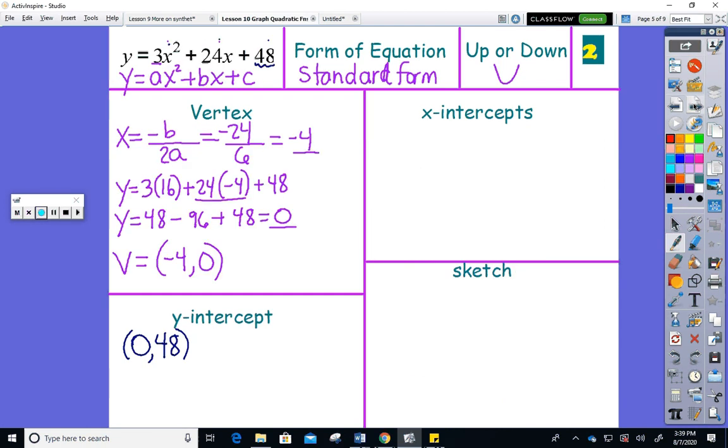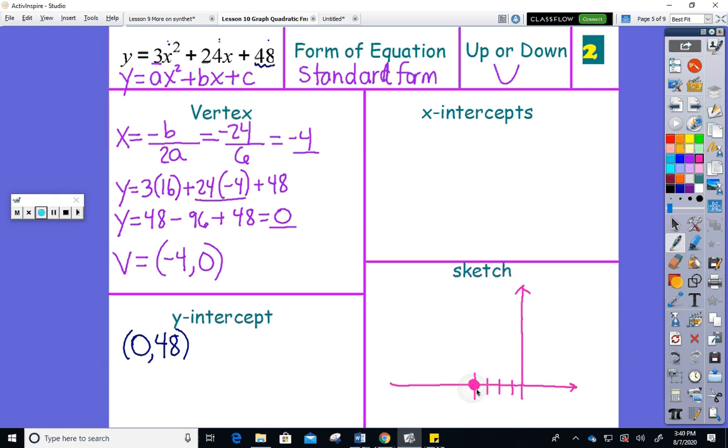All right, so on this next one, I can see already that my y-intercept is way too big to try to get into the graph. Let's go ahead and plot negative 4, 0 for my vertex, and this thing opens up. Okay. So negative 4, 0, if it opens up, then I basically have the whole graph in the second quadrant.